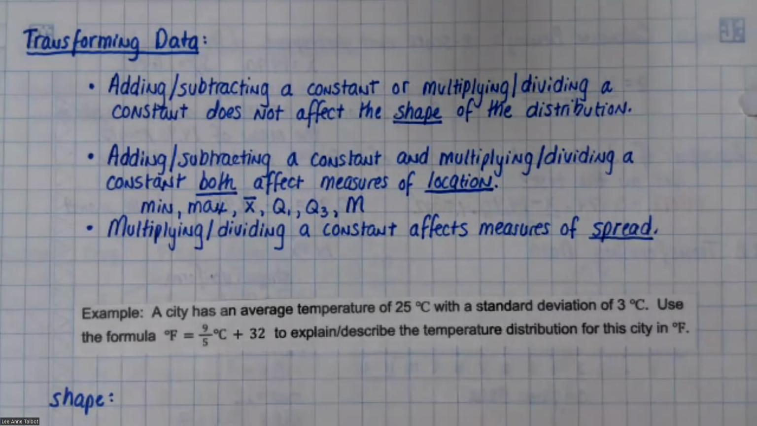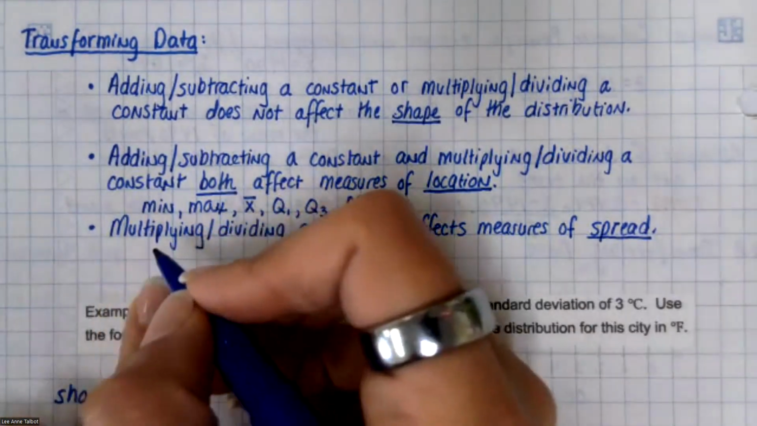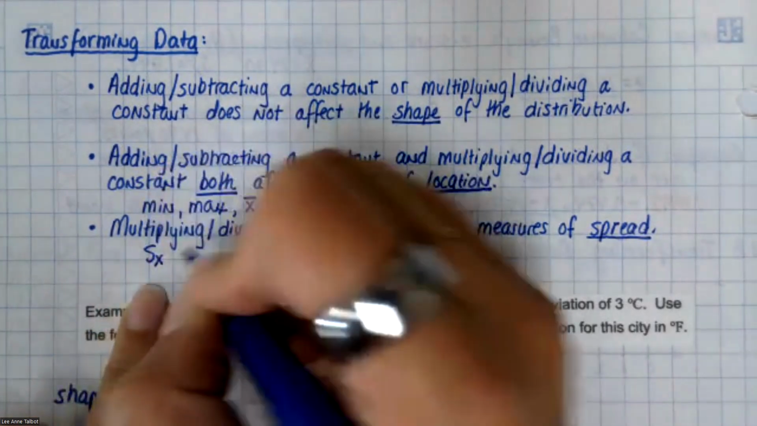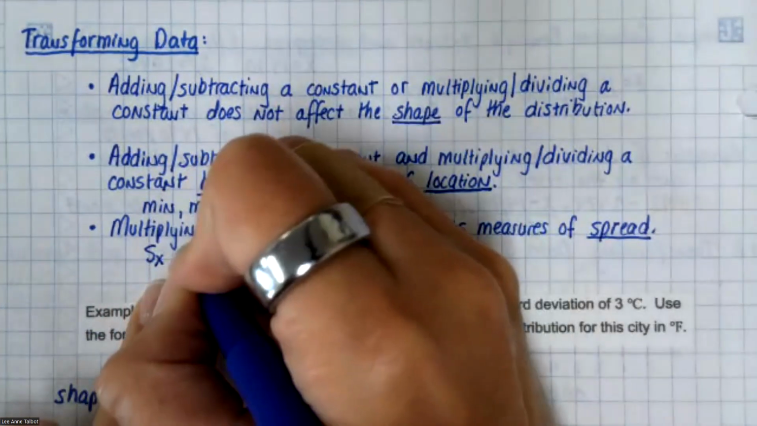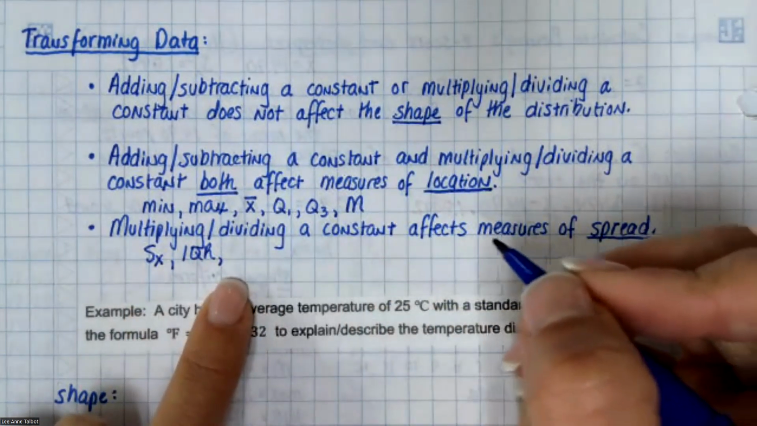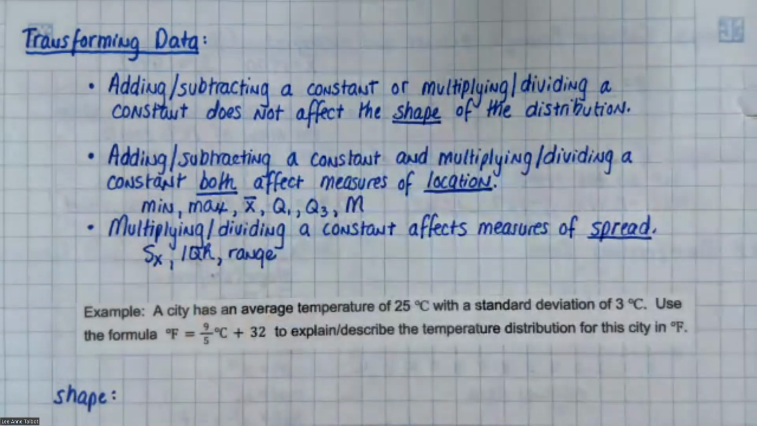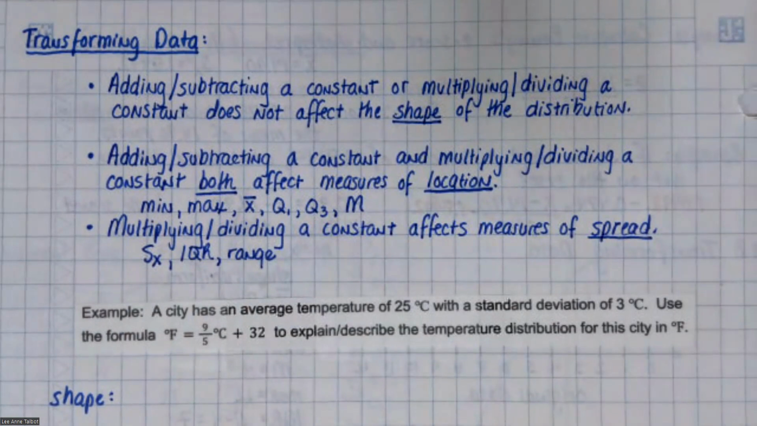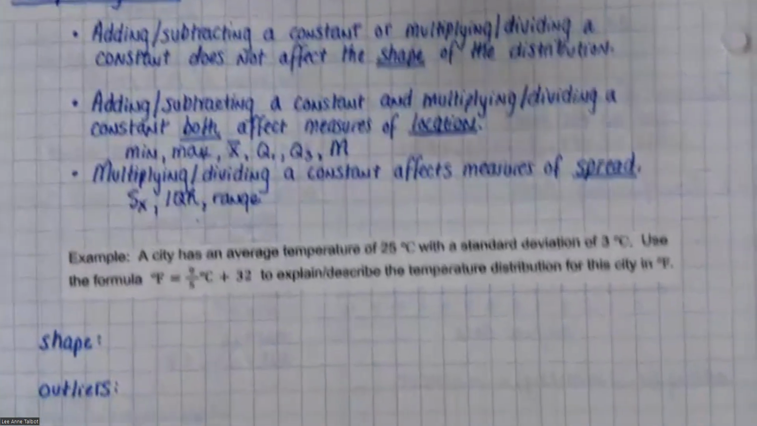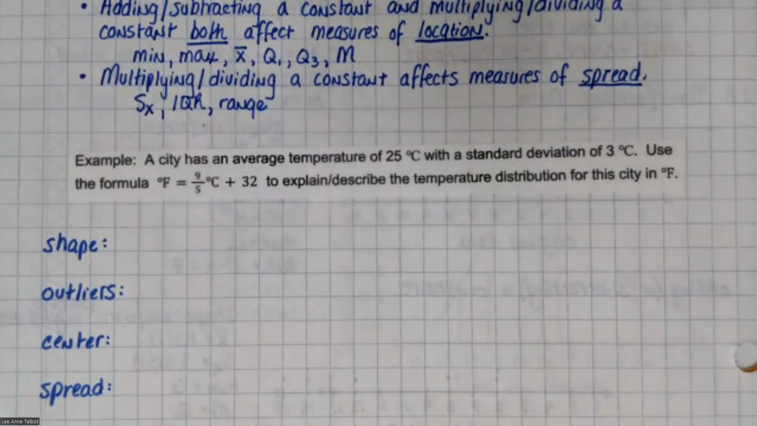So let's name some measures of spread. Standard deviation, IQR. What's the last one that I don't like very much? Range. And would you believe me if this was the end of the notes right there? So all we have to do is this one example and then we're done.